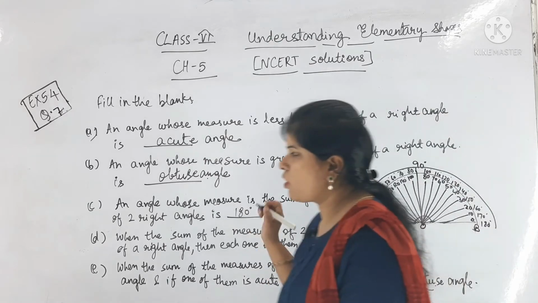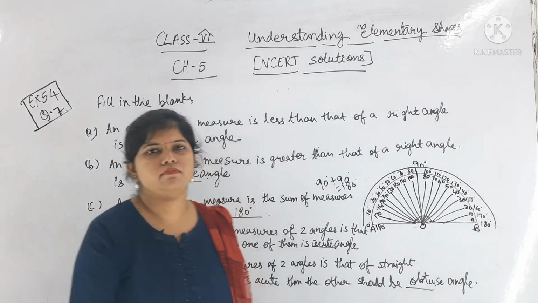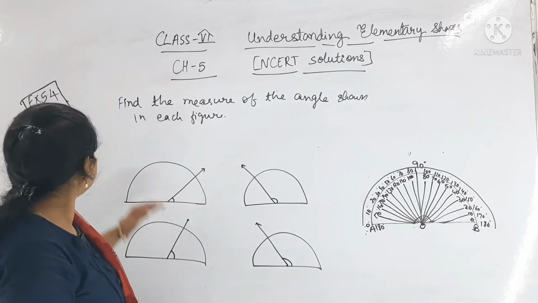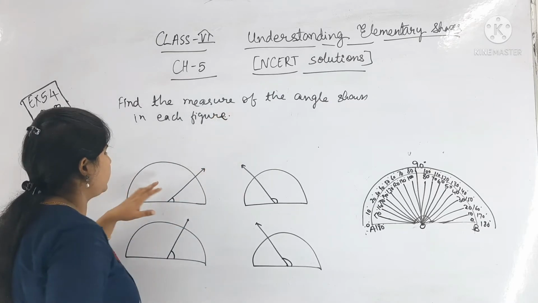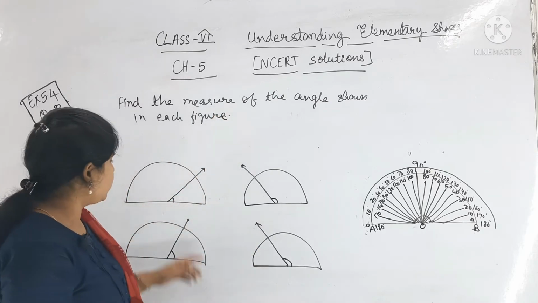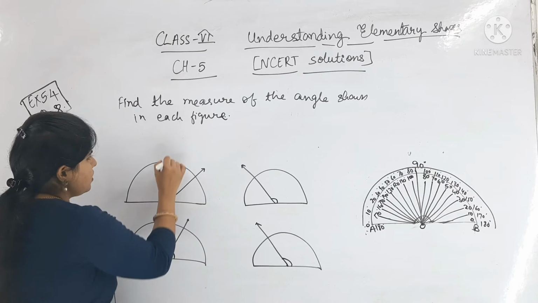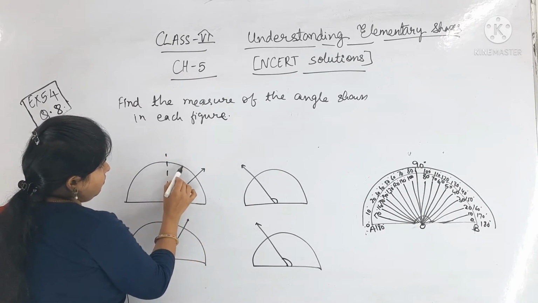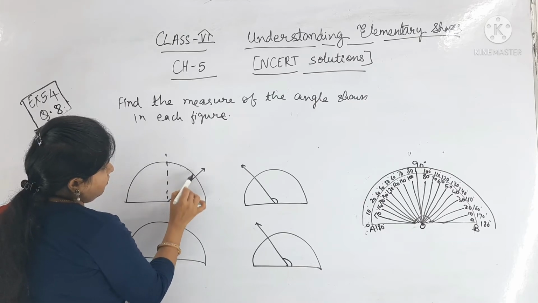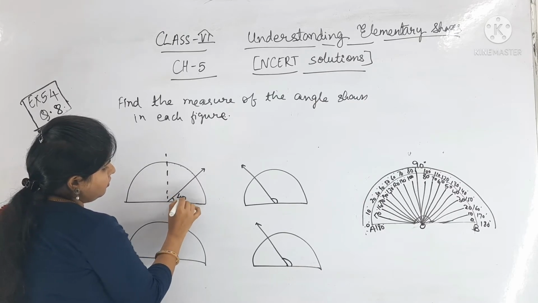Okay, so this is your fill in the blanks. Okay students, let's see question number 8. Here it is given some figure, you have to find the measure of the angle. So here you can see that this is the 90 degree. Then 80, 70, 60, 50, here 40 degree.